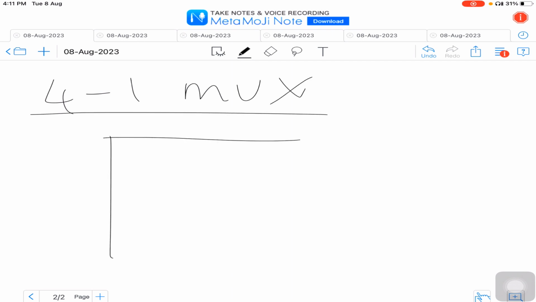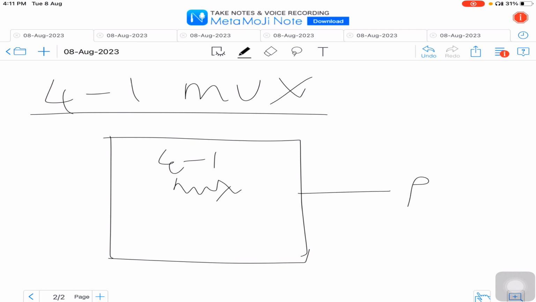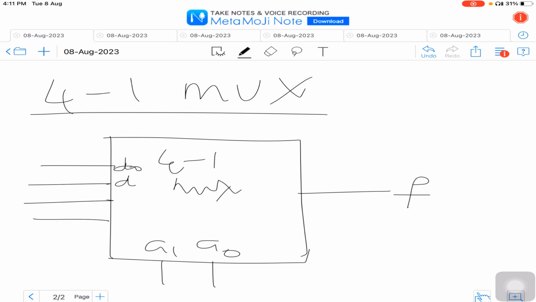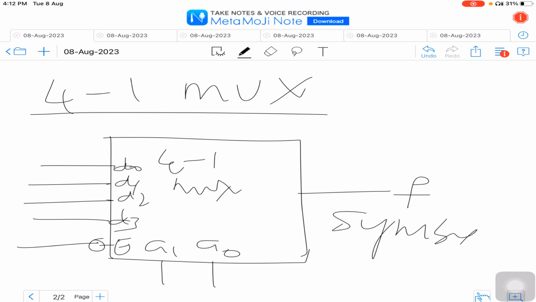Let us draw the diagram for 4 to 1 MUX. It has only one output. Let us represent that as F. Then A1 and A0 as the select lines. Then D0, D1, D2, D3 along with enable E. So, this is the symbol of 4 to 1 MUX. Let us understand the truth table and functional table for 4 to 1 MUX.